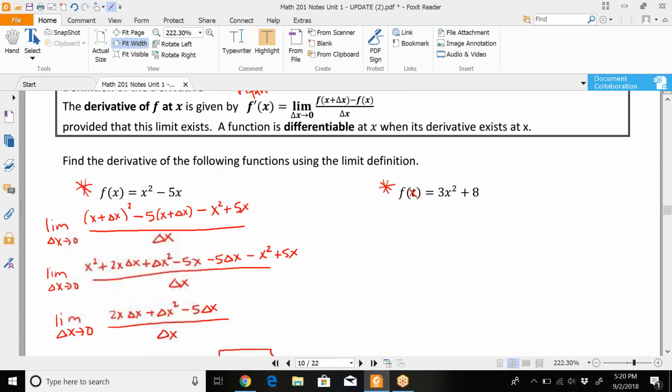Okay? So let's do another one. This was just a typo. It said f of t. It should say f of x since this function is in x. So this one we're going to do the same thing.